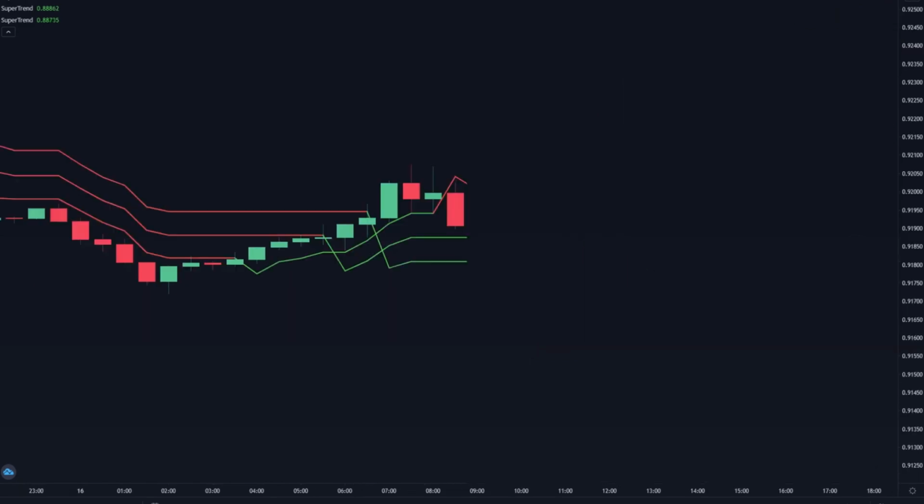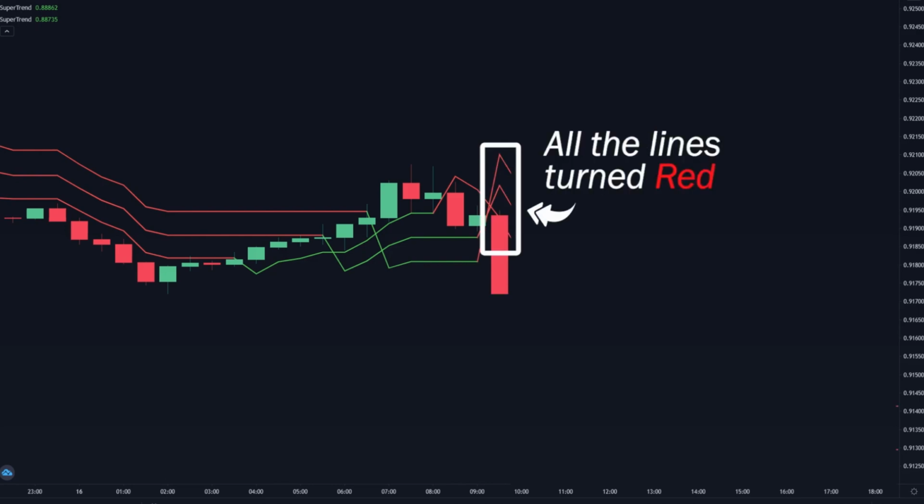Let's look at another example. In this chart, we can see that the top line turned red, but the other 2 lines are still green, so you don't want to take any positions yet. Next, you can see all the lines are now colored red, so this is where you want to take a sell position.